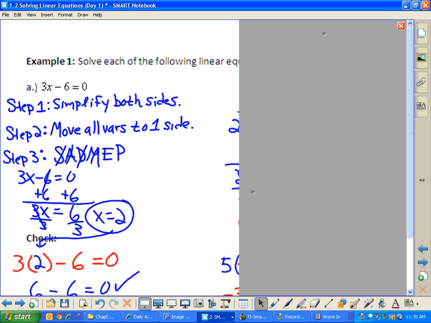So step 1, when we go to solve an equation, we want to simplify basically the whole problem. You want to simplify the left side and right side of the equal sign. In step 2, our trick is to move all the variables, the things that have the letters in them, to one side of the equation. And then lastly, step 3, we do the reverse order of operations. We SADMEP. In other words, you solve by first undoing any subtraction or addition, then any division or multiplication, then any exponents, and then any parentheses.